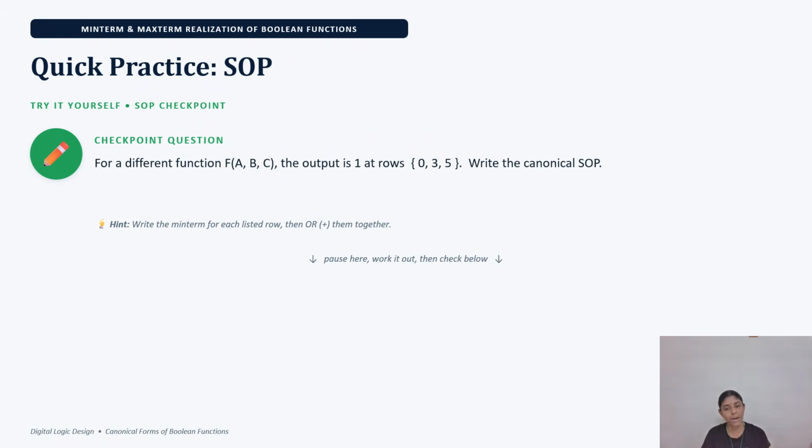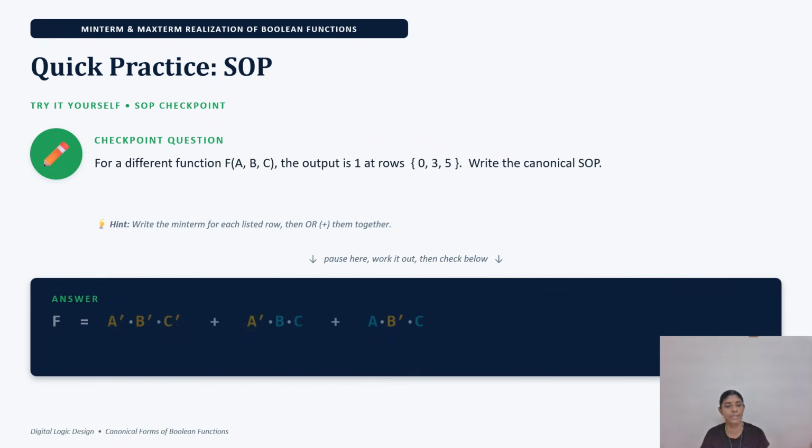Pause, work it out, then check the answer below. So this is the answer whatever you will get. What is 0? m0 is 0, 0, 0, so everything is complemented. Next 3. What is 3? 0, 1, 1. So 0 is complemented and the other 2 are non-complemented. Next it is 5. When will you get 5? 1, 0, 1. You will get it as 5.